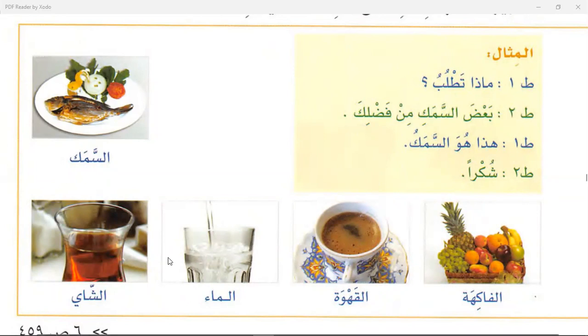Ma is a masculine word because it does not have the round ta, ta marbuta. Okay?